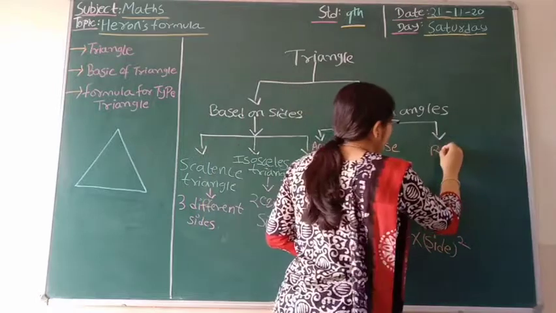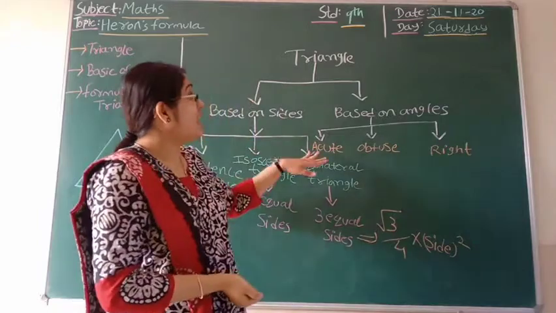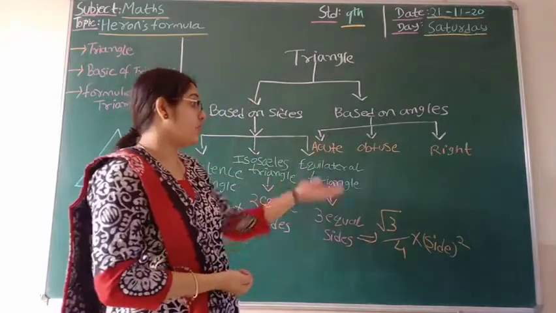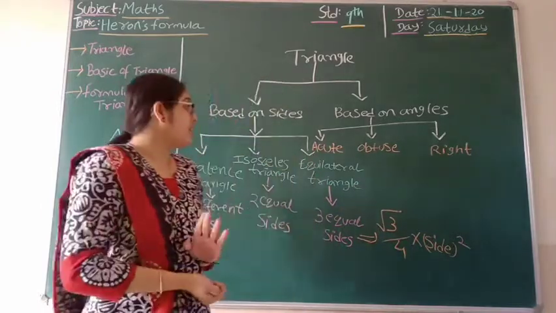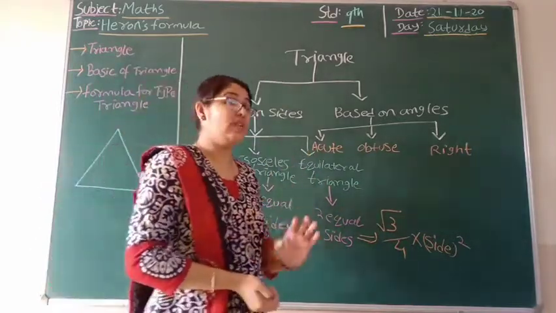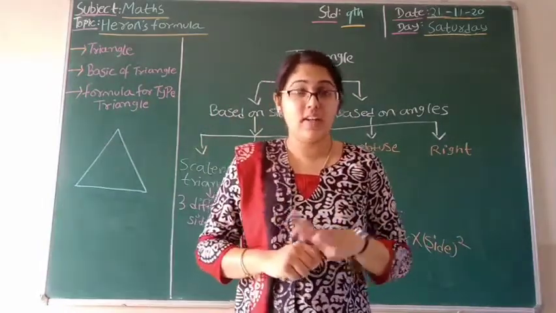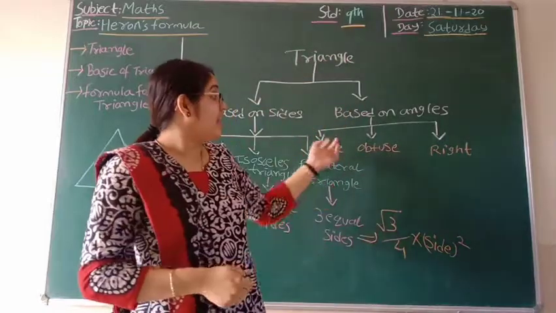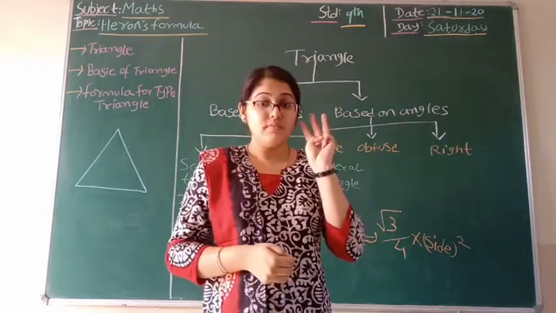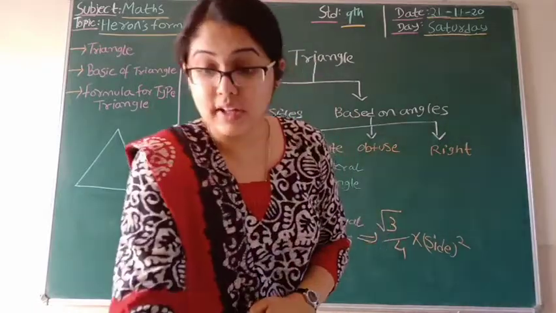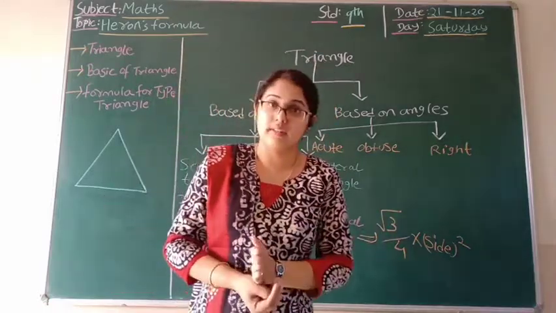Obtuse and right angle. So if I need to understand what is an acute triangle, what is an obtuse triangle, what is a right angle triangle. So students, the very first thing we learn about is the acute angle. We know an acute angle is nothing but less than 90 degrees, right? So students, an acute angle triangle has three acute angles.